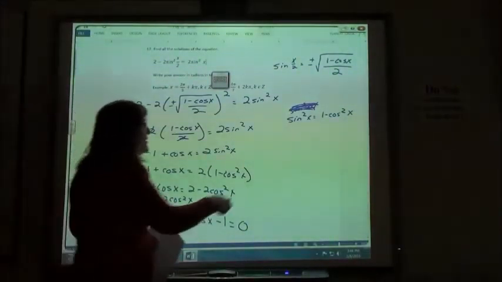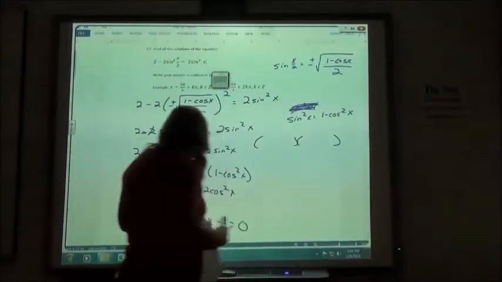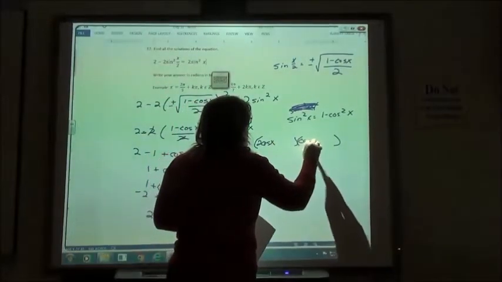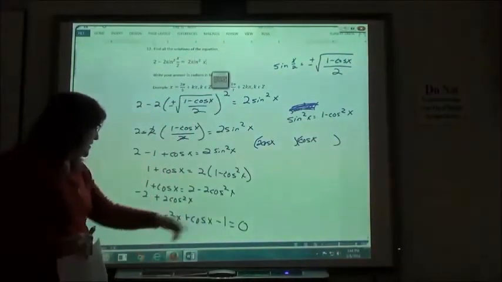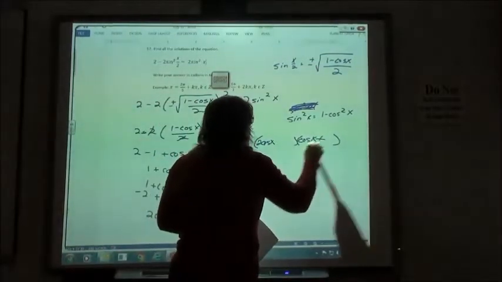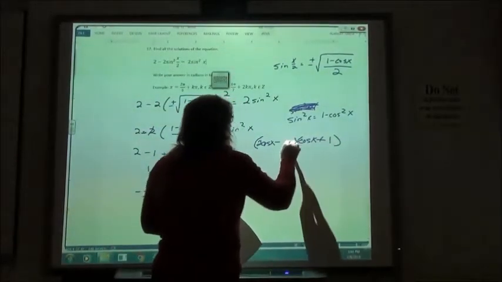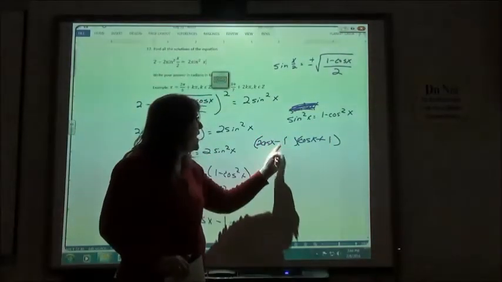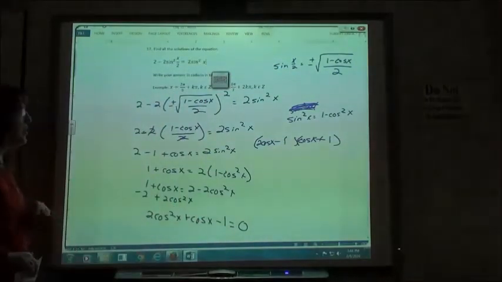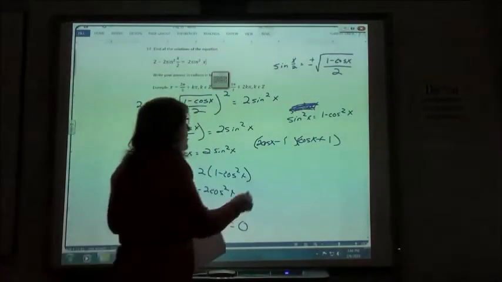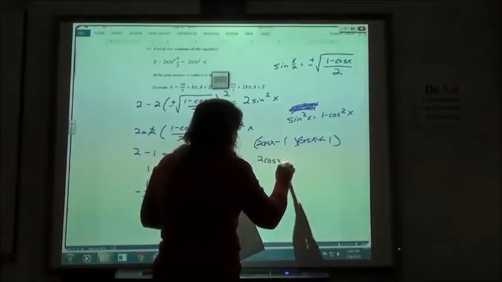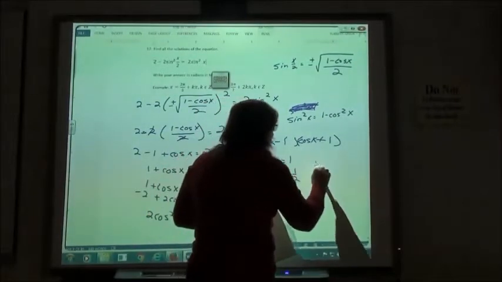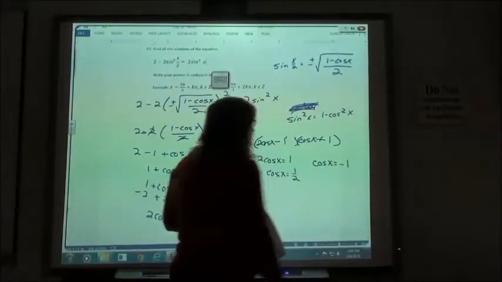So factoring that, I have 2 cosine squared, so 2 cosine of x times the cosine of x. End is negative, so one's a plus and one's a minus. We got a plus here and a minus here because factors of 1 are 1 and 1, and we want a plus 1 in the middle. So we want a positive 2 cosine of x minus 1. 2 minus 1 gives me the positive 1 cosine of x in the middle. So 2 cosine of x equals 1. Cosine of x would equal 1/2. Here, cosine of x would equal negative 1.